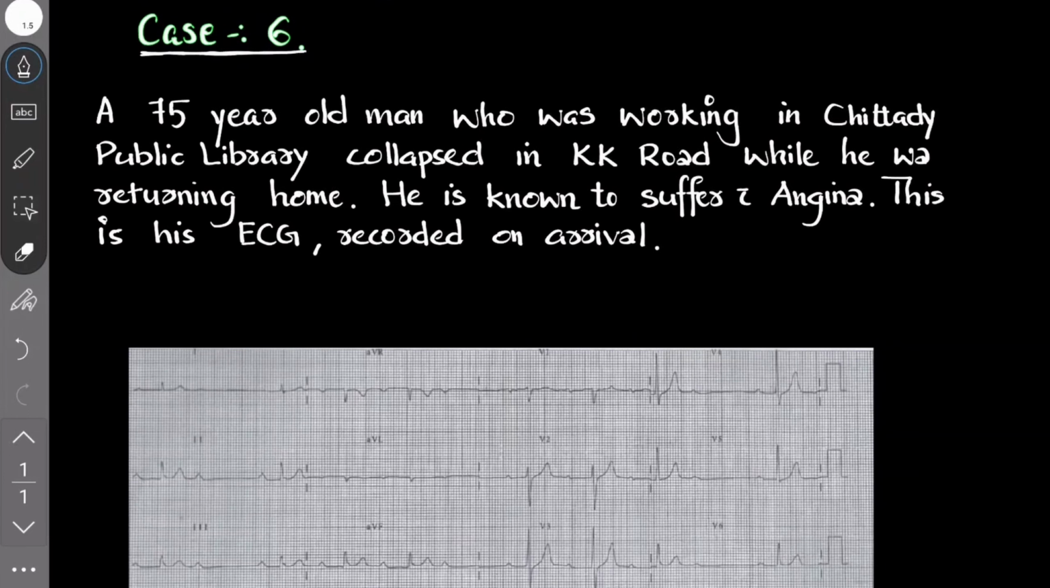So this is a case of a 75-year-old man who was working in Chittadi Public Library, and he collapsed in the Cotton Kumli Road, KK Road, while walking, returning home. He is known to suffer with angina. This is his ECG recorded on arrival.